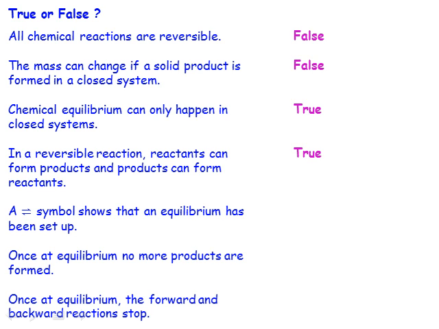The double-headed arrow tells us that a reaction is reversible, not that an equilibrium has been set up. It's perfectly possible to have a reversible reaction that's not at equilibrium.